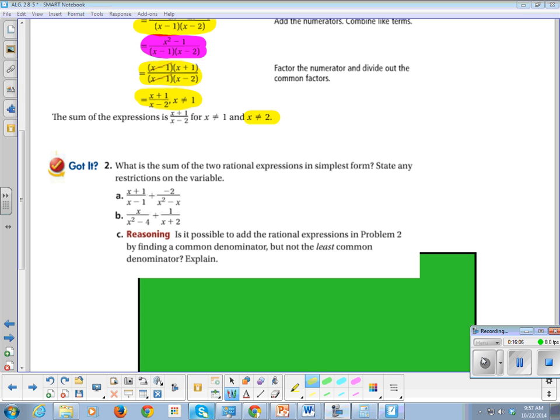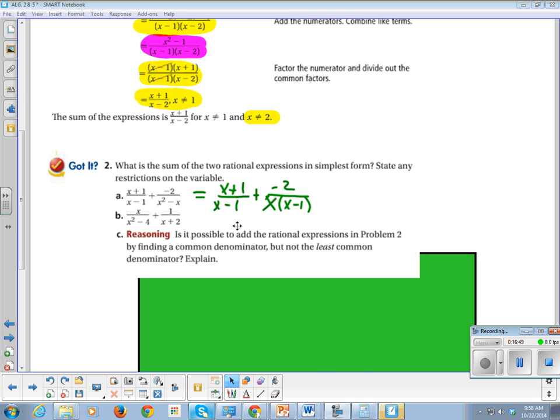All right, so let's practice this. Let's find the sum of two rational expressions in simplest form and state any restrictions, just like we did before. So the first thing we have to do is factor, and our first guy is all the way factored, yay! But our second guy needs an x factored out. If you compare the two denominators, they both have an x minus 1, and it looks like this guy is just missing an x.